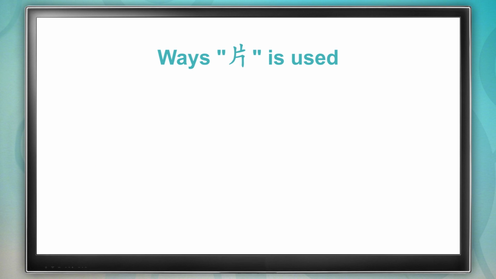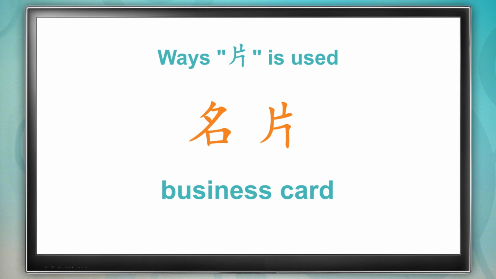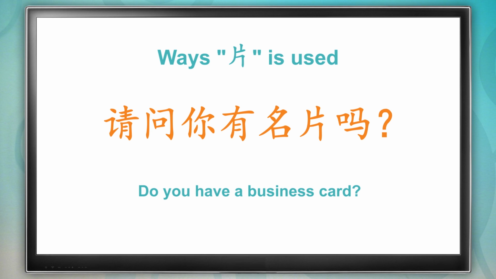Let's learn how 片 is used with the word 名片. 名片 means business card. Whenever you're meeting someone in a business setting, it's good practice to ask for their 名片. But how do I do that? I'm glad you asked. Here's something you would say. 请问你有名片吗? Try this sentence the next time you're at a networking event.